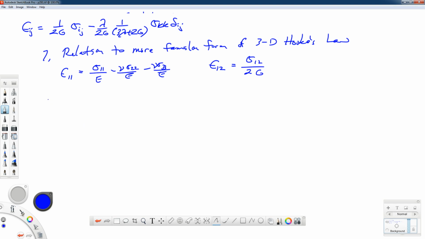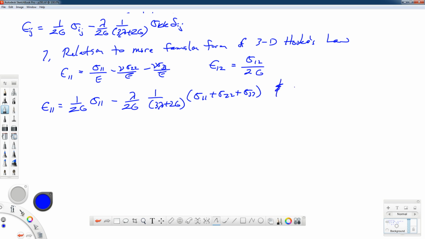Let's write down from the tensor expression what epsilon 11 is equal to. It's 1 over 2G sigma 11 minus lambda over 2G, 1 over 3 lambda plus 2G, the trace of the stress tensor, sigma 11 plus sigma 22 plus sigma 33, and then Kronecker delta ij. Okay, so that term is there because for epsilon 11, Kronecker delta 11 is equal to 1.